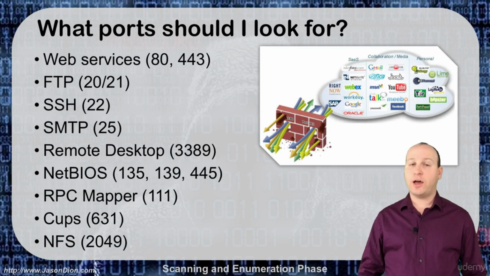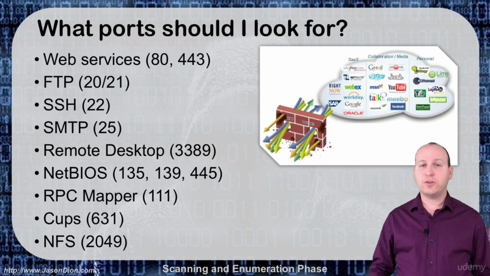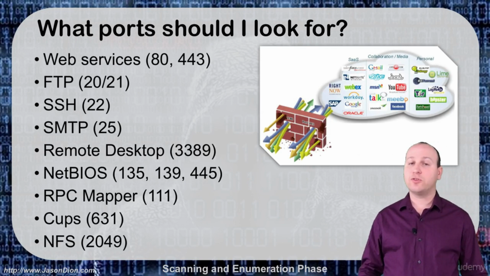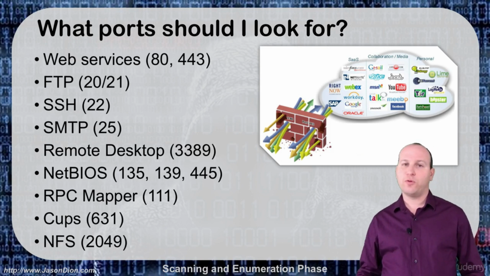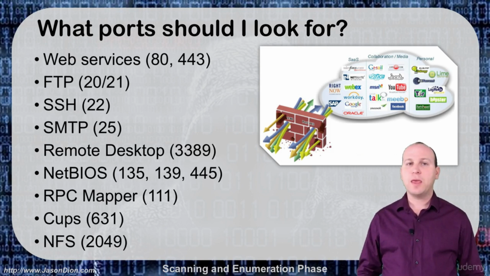So as I'm doing my scanning and enumeration, what are the kind of things I should be looking for? I need to look for ports, and the reason I want to look for ports is that there's a port associated with a service. So for example, if I have a web server running, it's going to have port 80 or port 443, if it's unsecure or secure. If I'm running FTP, I'll have port 20 and 21 open.